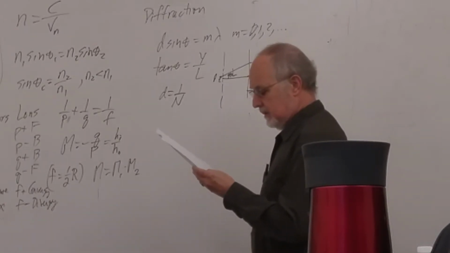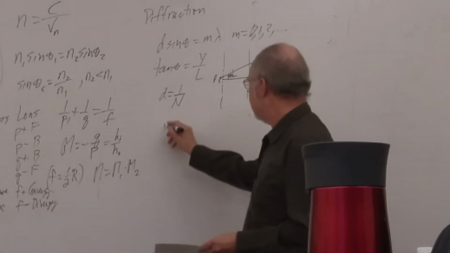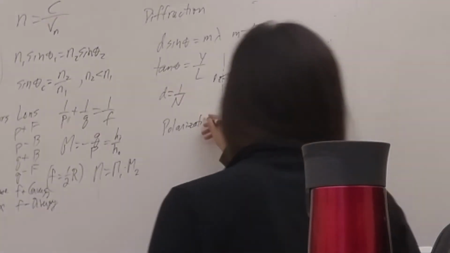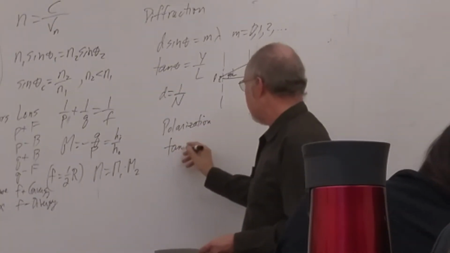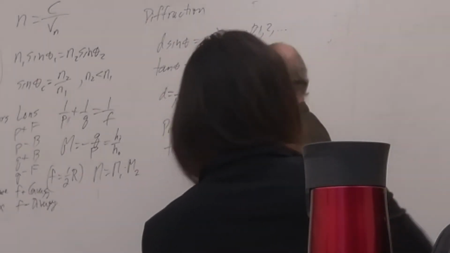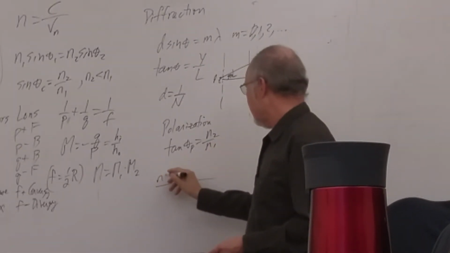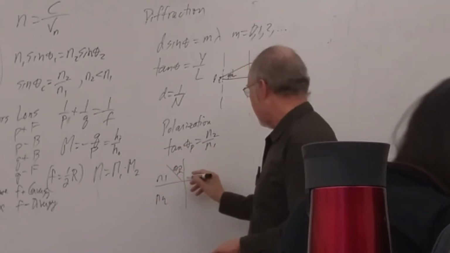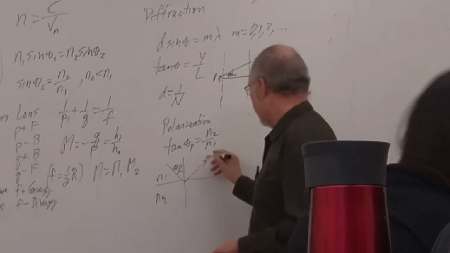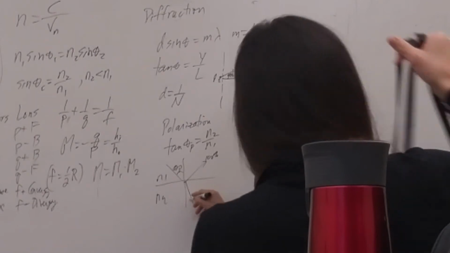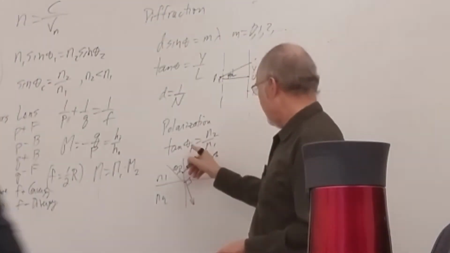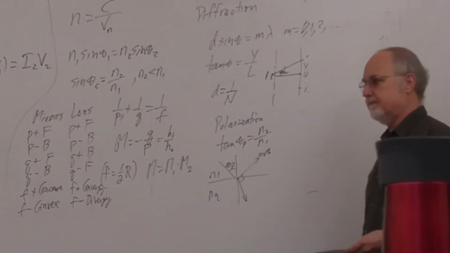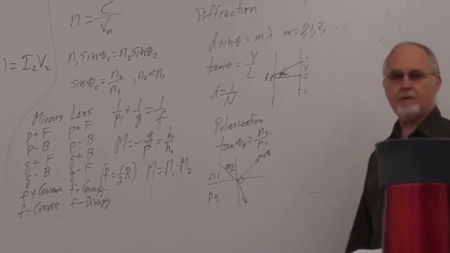For polarization, the only equation we had was by reflection, and we had that the tangent of the polarizing angle is n2 over n1. So n1, n2, here's your polarizing angle to the normal. You've got the reflected ray, that's the 100% polarized, and the refracted ray down here. When you're at this angle, these two rays are perpendicular to each other, and you've got 100% polarization on reflection.